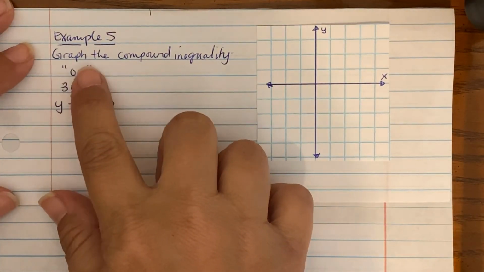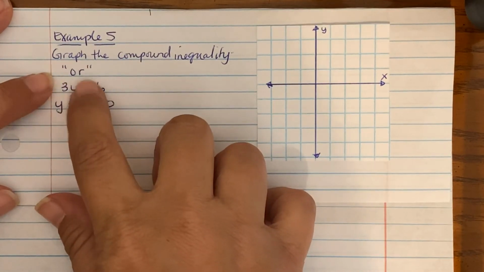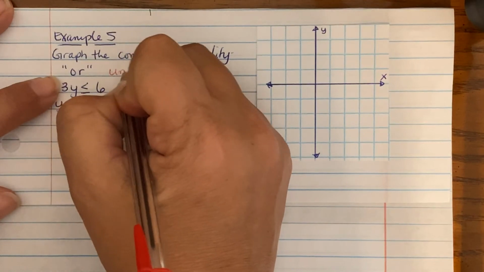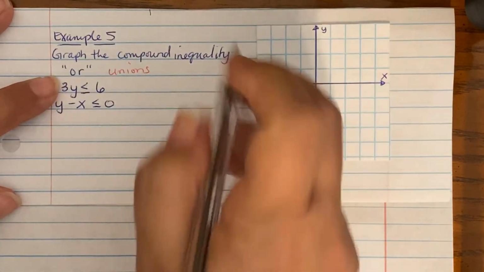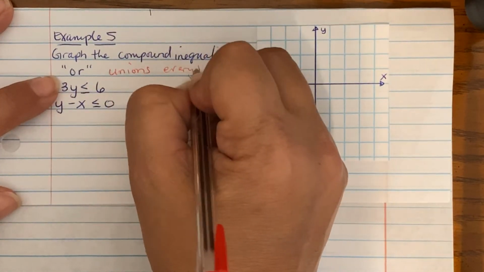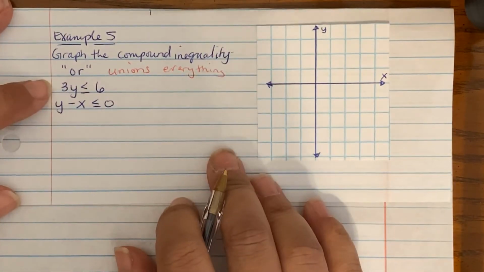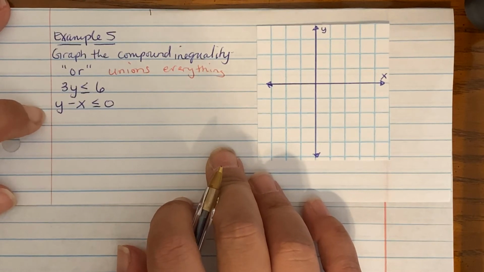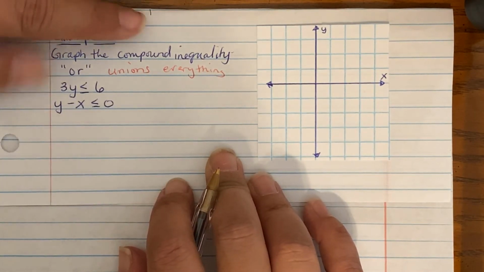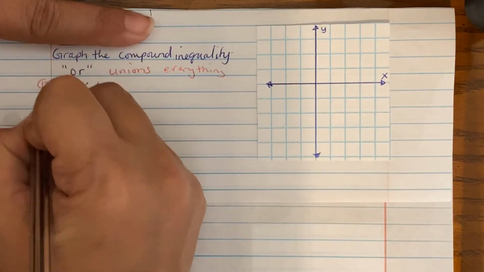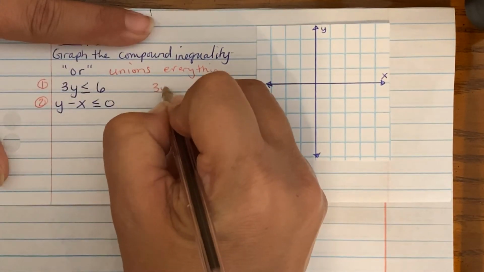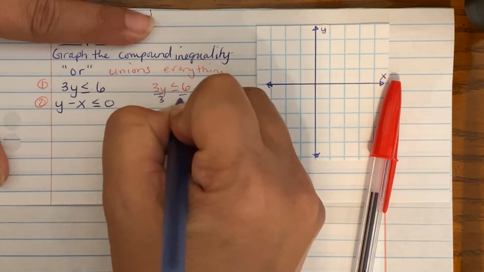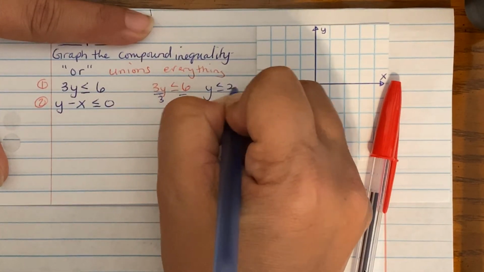Example 5 says graph the compound inequality, and it says the OR statement, which means when we talk about ORs, those are our unions. So it means everything. So we're looking at the first one. It says 3y less than or equal to 6, and then y minus x less than or equal to 0. So the first one, 3y less than or equal to 6. We're dividing both sides by 3. So we get y is less than or equal to 2.